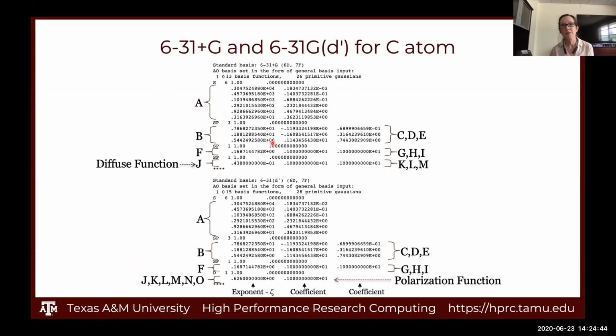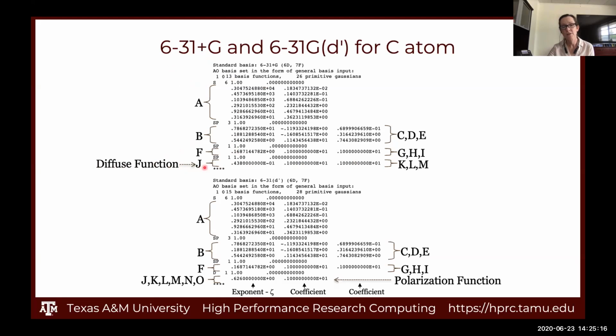All right, now we're going to be including in our diffuse and polarization functions. The way these are designated might vary a little bit from program to program. This is the way that Gaussian lists them. So if you want to add a diffuse function to the carbon atom, you would have 6-31+G, and this is pretty common. What I want to illustrate here is we have our standard 6-3-1 split, which I described on the last slide, and then there's an extra function down here, which is the diffuse function.